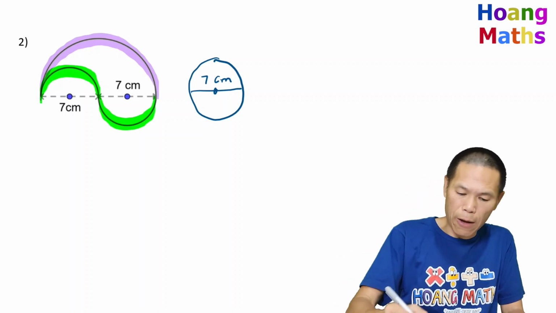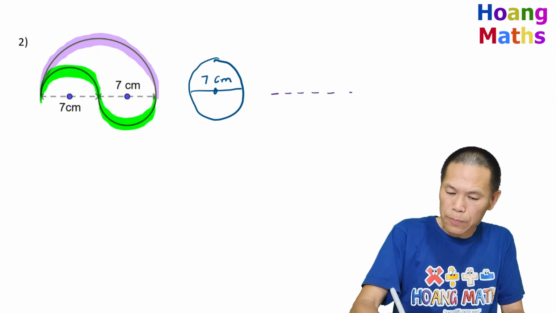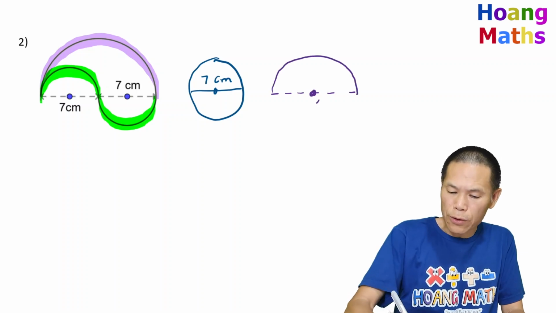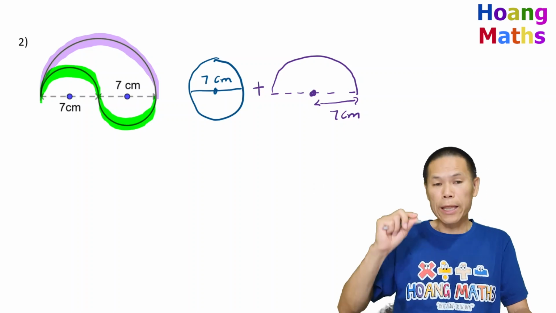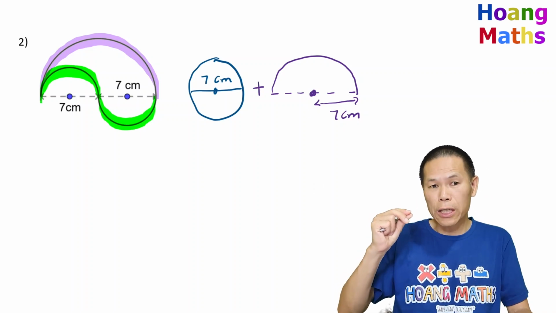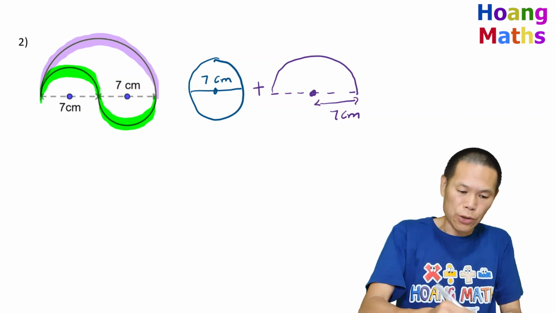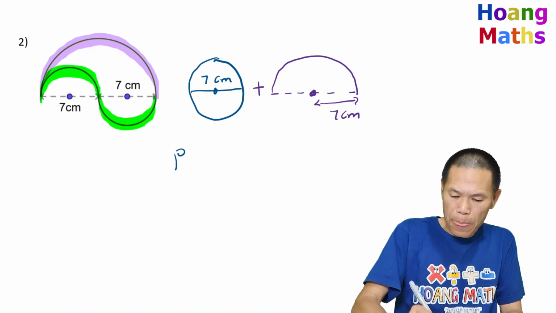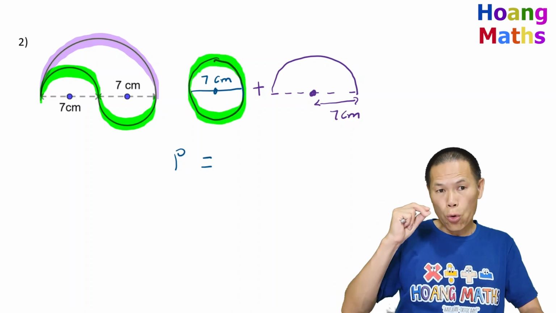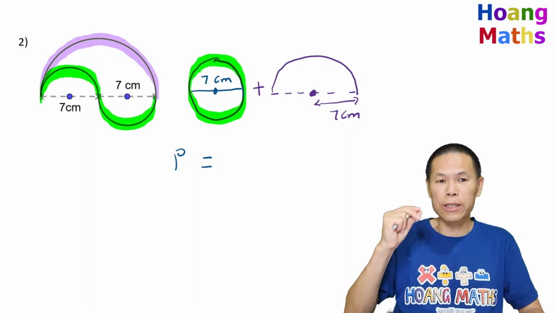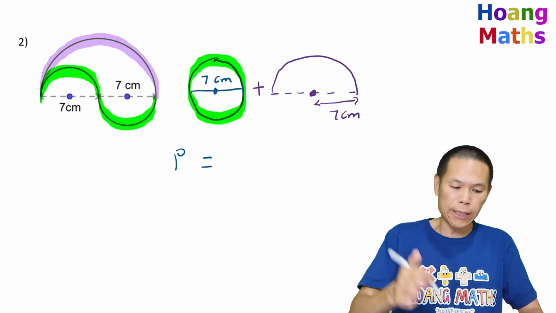Okay, let me just draw it out. So we have a semicircle here, and the radius for this is 7 centimeters. So now we just need to find the circumference of the small circle and the circumference of half of the larger circle, and we just add them together. So that means the perimeter P equals, this circumference of the circle here is 2 pi r or pi d, okay? Because we already have the diameter, using pi d is easier, that's all.